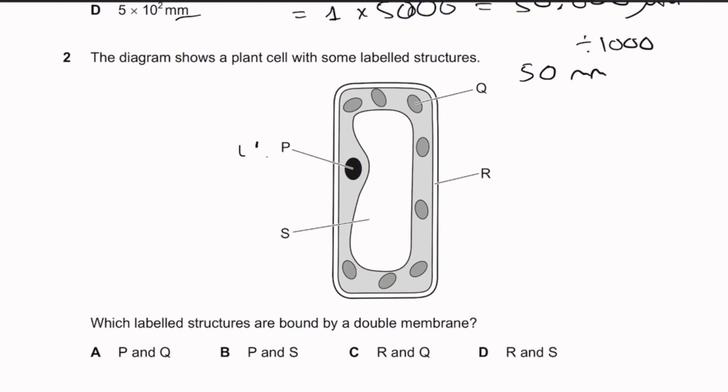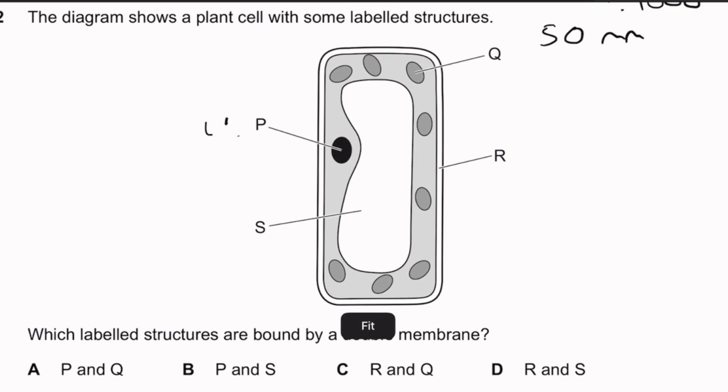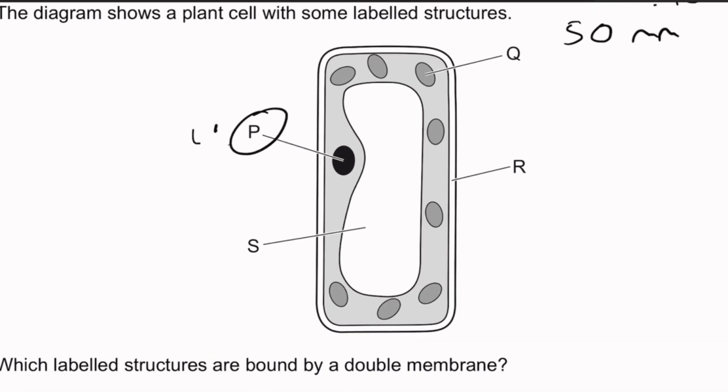The diagram shows a plant cell with some labeled structures. You have P, S, R, and Q. Which structures are bound by double membrane? Okay, double membrane, we're going to have the nucleus has a double membrane. The chloroplast has a double membrane. The cell wall does not have a double membrane. Neither does the vacuole. So obviously we can here pick P and Q.